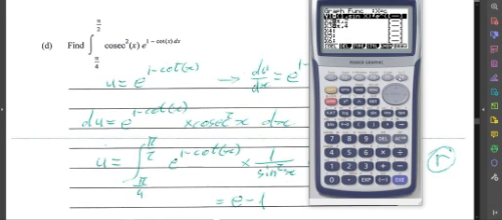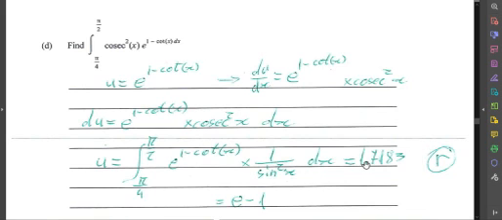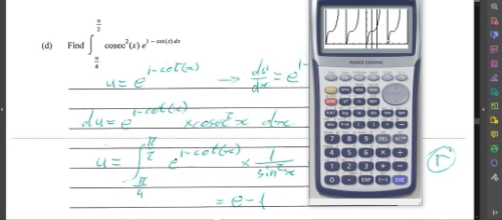Does it look the same? Yeah. This thing. So it's this area in here. And that should be 1.7183, which is actually 1 less than e. But I don't understand why it's not working on the calculator.